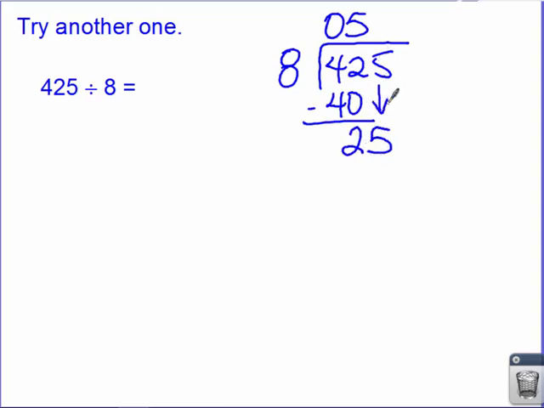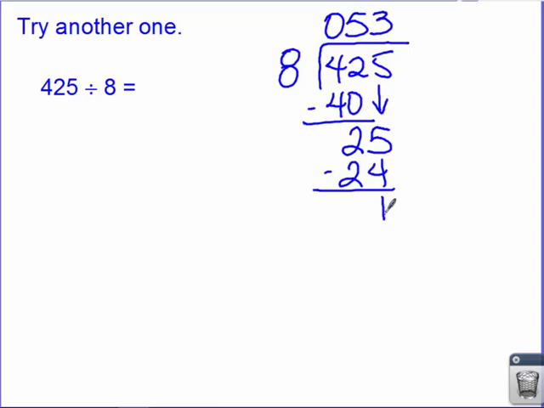Okay? And many of you liked using the little arrow, and that's perfectly fine. So then we begin the process again. So 8 goes into 25 how many times? So when we look at our multiplication facts, it will go 3 times. So then multiply. 3 times 8 is 24. We subtract. We get 1 as a remainder.